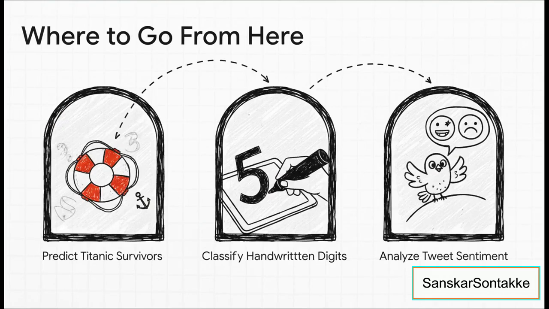So where do you go from here? Well, if you loved the idea of supervised learning from episode 2, you can head over to Kaggle and try to predict who survived the Titanic. If our talk on neural networks in episode 3 got you excited, you can build an AI that recognizes handwritten digits. Or maybe you were fascinated by natural language processing back in episode 5. You can actually build a model that understands the sentiment of tweets in real time. Each of these projects builds directly on the foundation you've already laid right here in the series.